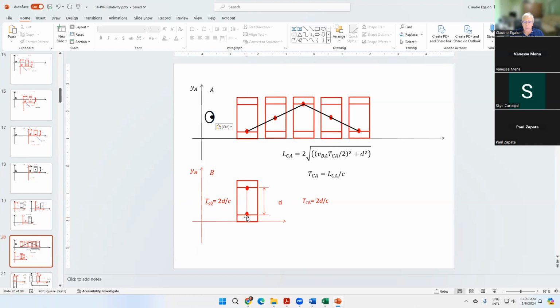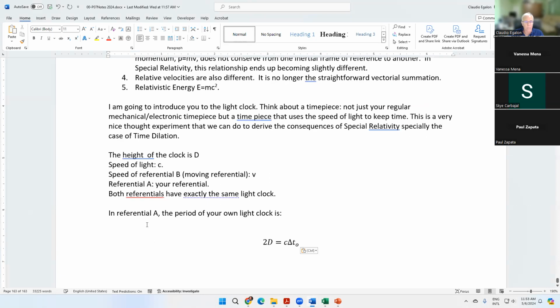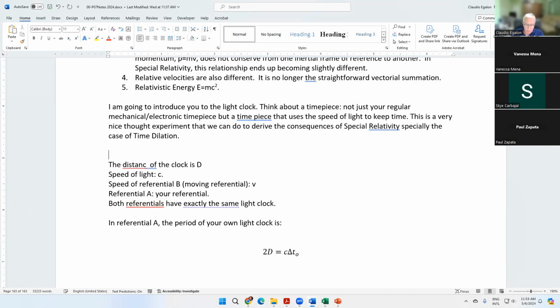So if a full oscillation here is going to be twice d, a full oscillation here is going to be this distance plus this distance. And you can calculate that. So I'm going to document here for you the distance, okay, the light clock, let's write that.